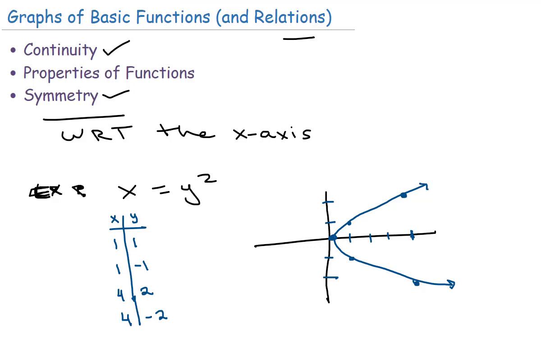And it would fail the vertical line test, which says for any function, if you draw a vertical line, it can only touch your graph at most once. So this doesn't represent a function, however it is an equation and it does have symmetry. So this also does exist.